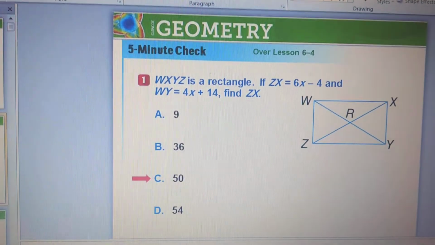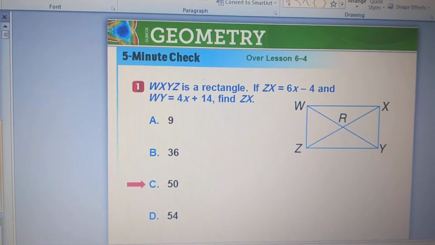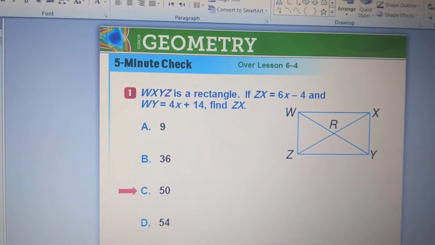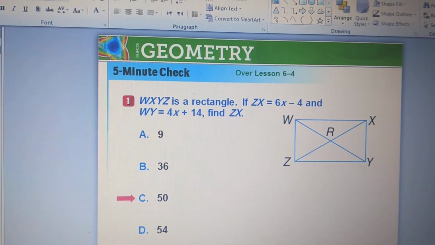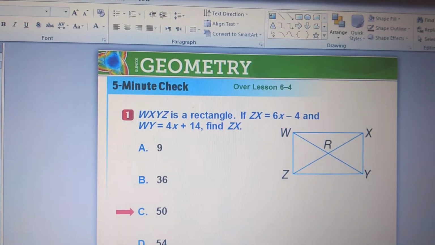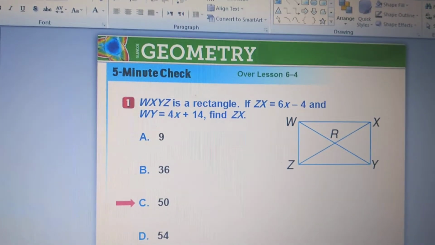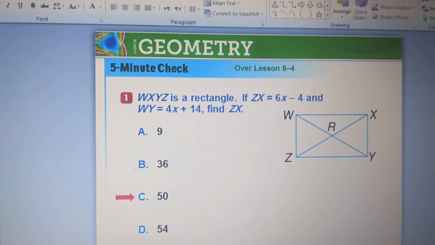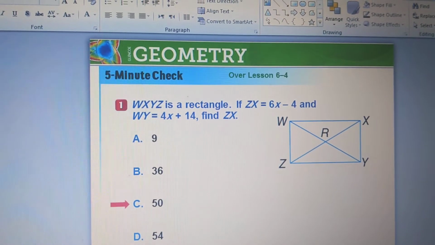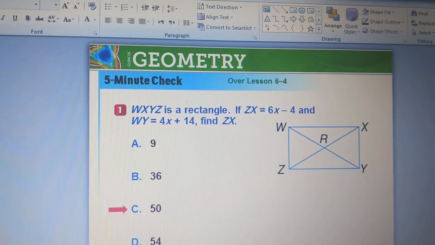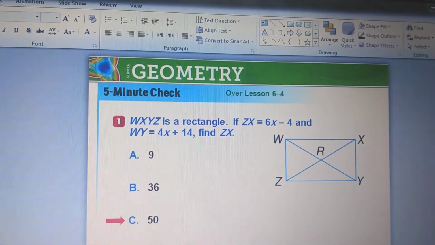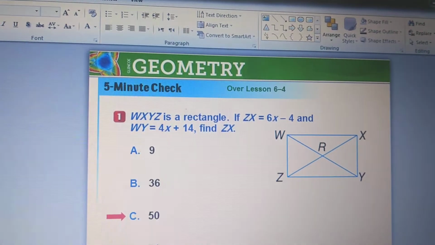WXYZ is a rectangle. If ZX equals 6x minus 4 and WY equals 4x plus 14, find ZX. Of course, here he gives me the diagonals. ZX is a diagonal and WY is a diagonal, and he said for me that this figure is a rectangle. We know that in a rectangle diagonals are congruent, therefore you make 6x minus 4 equal 4x plus 14. You get an equation. You solve this equation, you will get the value of x. Then you replace in ZX, in 6x minus 4, you will get that ZX equals 50.